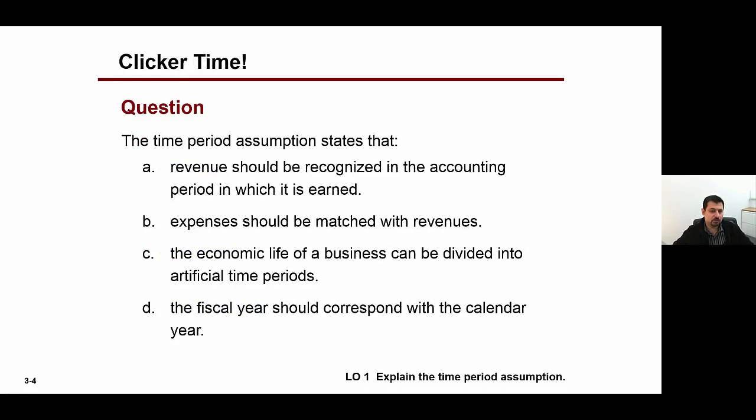So, for example, which of the following is true? The time period assumption states that revenue should be recognized in the accounting period in which it is earned. Expenses should be matched with revenues. The economic life of a business can be divided into artificial time periods. The fiscal year should correspond with the calendar year. Well, we know that the first two don't talk about the revenues or the expenses. The time period assumption is actually C, because D is false, since fiscal years don't always have to correspond with the calendar year.